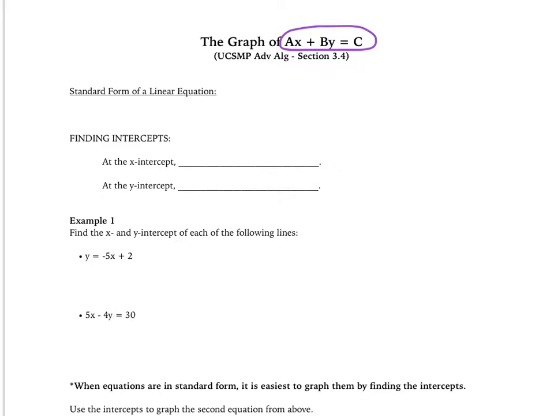Okay? So actually right here where it says standard form of a linear equation, we're going to jot this down. That's ax plus by equals c. That's what's called standard form, where you have the x and the y together on one side and the constant over on the other, okay? And in this form, the a, b, and c would all be numbers.